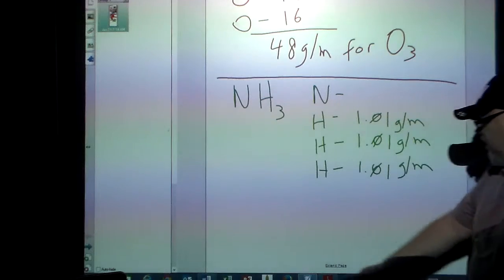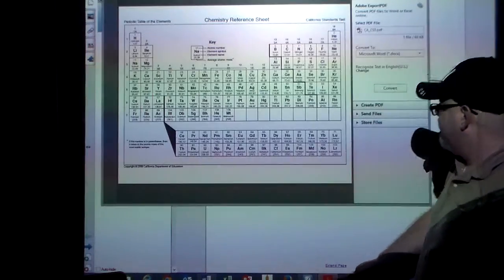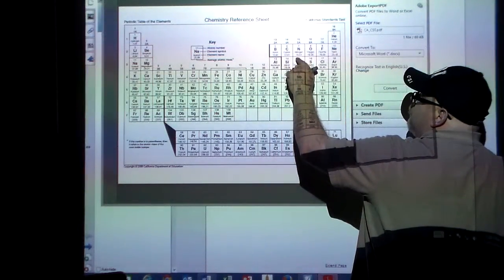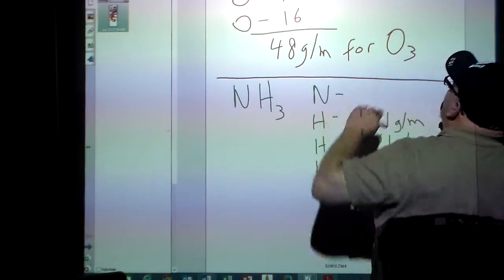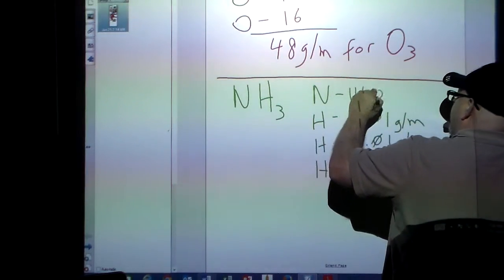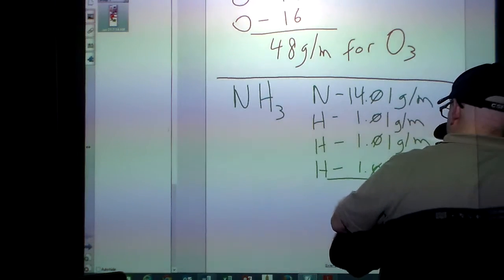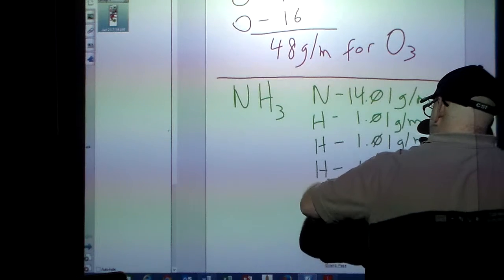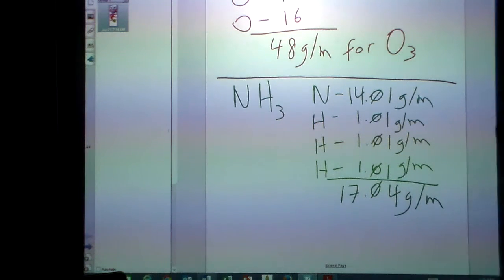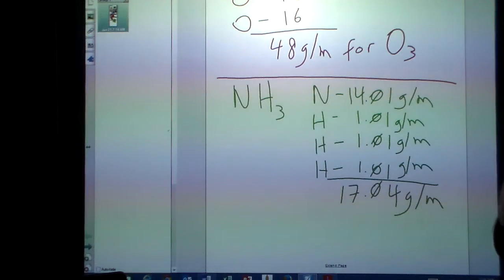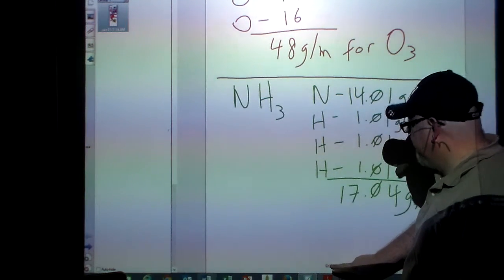That part I got. Well, what about the nitrogen? Well, whoops, wrong one. That's the one I need. So nitrogen, I look for it. Here it is. Element number 7, nitrogen, 14.01. Okay. So I looked up my periodic table. And then I just add them up for ammonia. So I've got 17.04 grams per mole of ammonia. Okay?